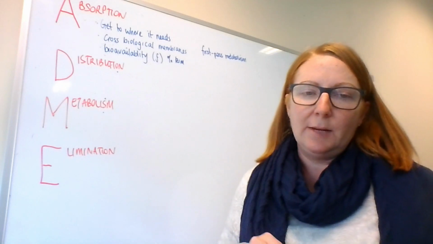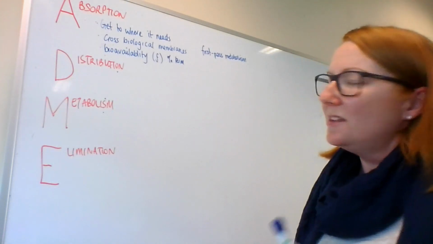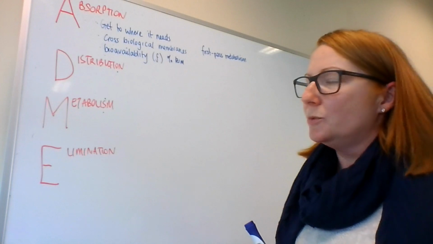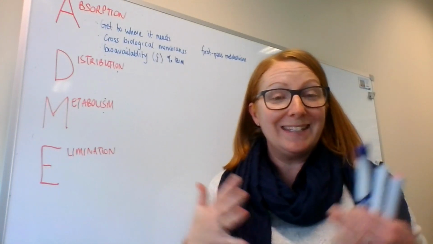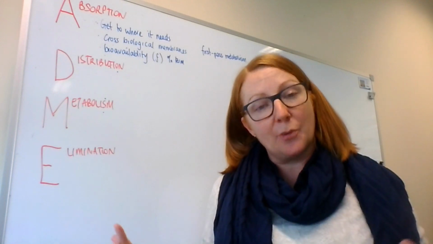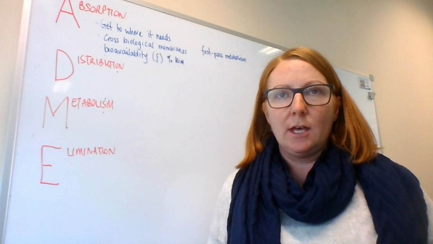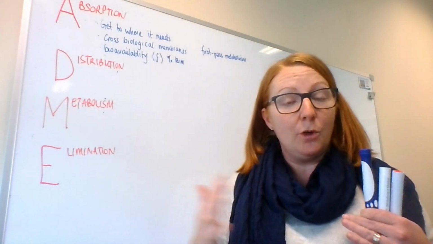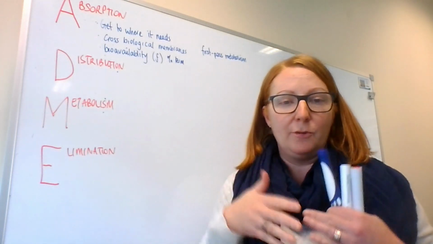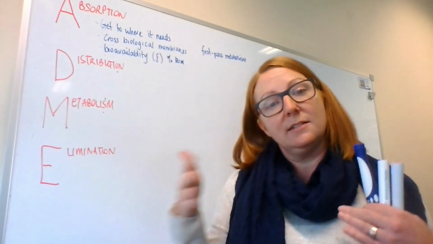The second pharmacokinetic parameter to talk about is distribution. Now this is a little bit more complicated than absorption. Distribution is how well a drug, or the extent to which a drug, distributes throughout the body. So this is a reversible process, so drugs will go back and forth from the systemic circulation out into other sites and then back again.